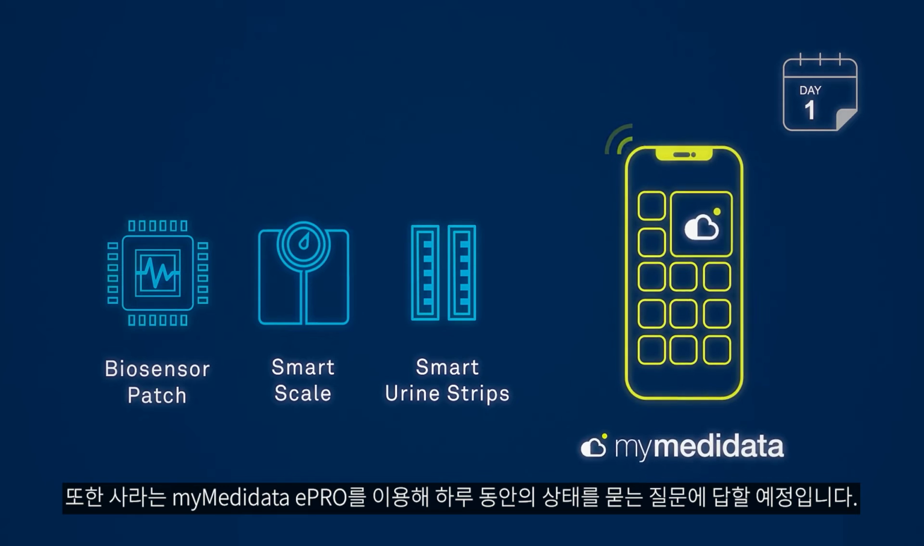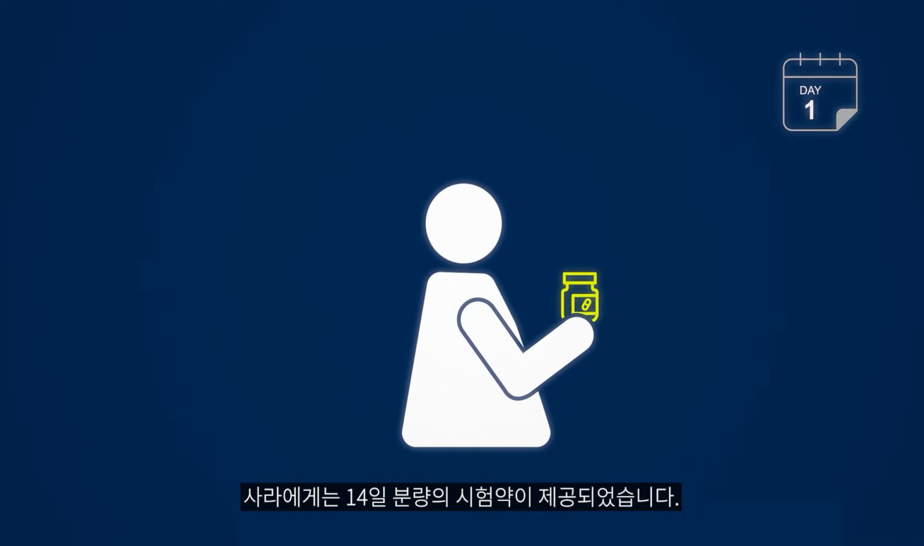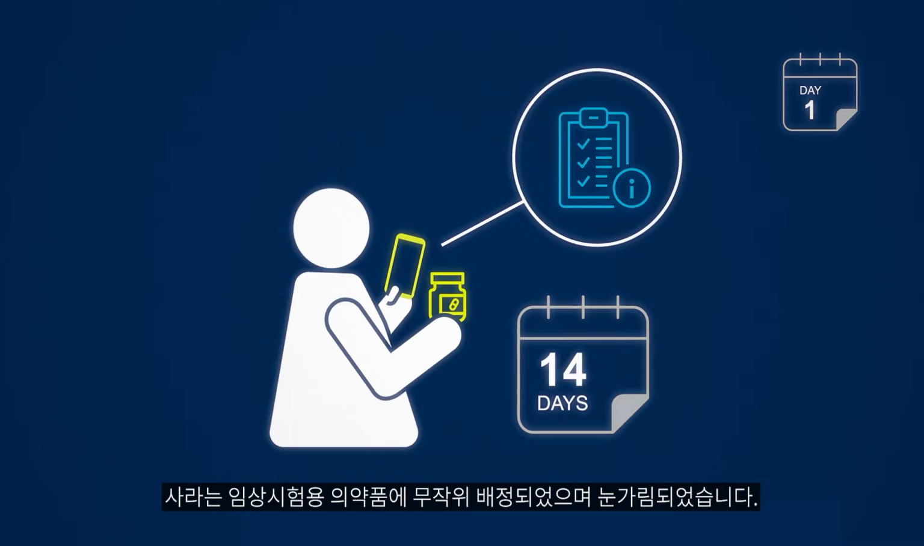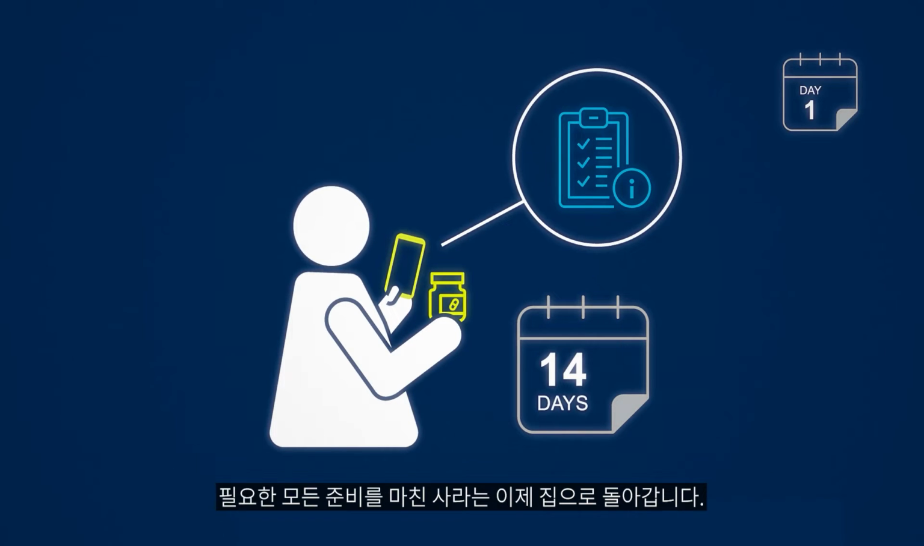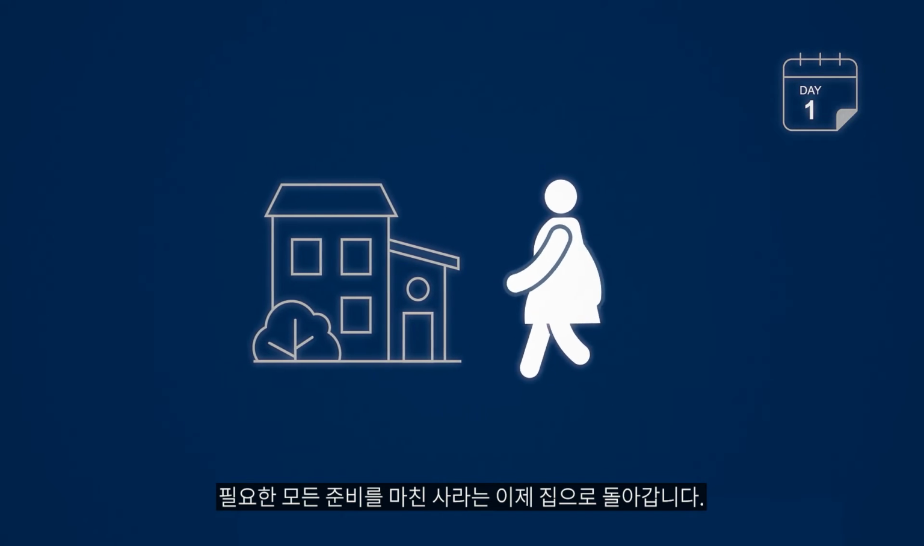She will use My Medidata ePro to complete questions about how she feels throughout the day. Sarah is also given a 14-day drug supply. She was randomized to the investigational drug and was blinded to this information. Sarah is now set up with everything she needs, so she heads back home.